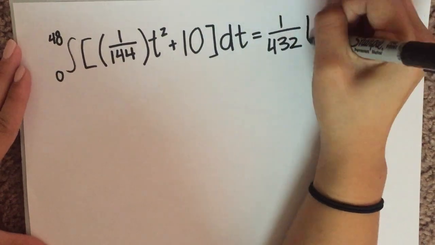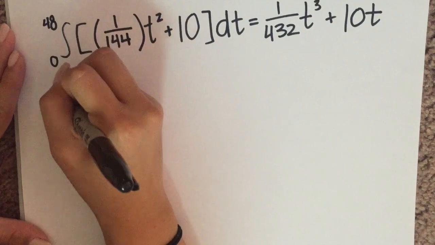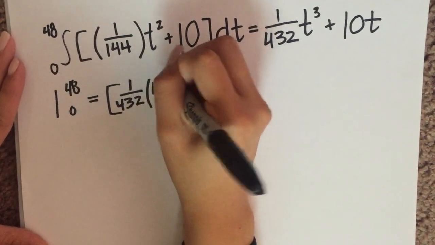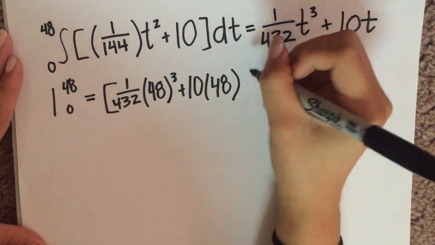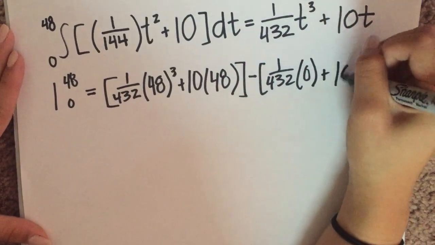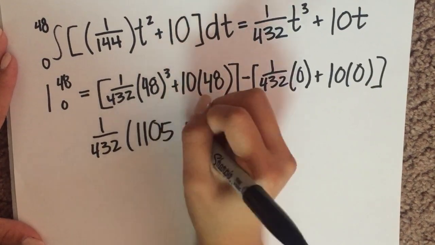To solve this, we must find the antiderivative of v of t. This value is 1 over 432 t cubed plus 10t. Now we solve this using the fundamental theorem of calculus. As you can see, part of this evaluation will equal 0, so we can cancel that out.